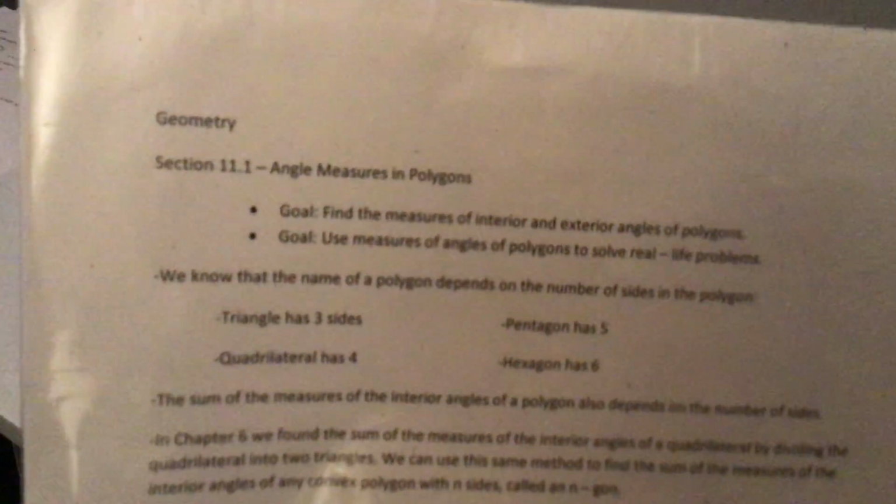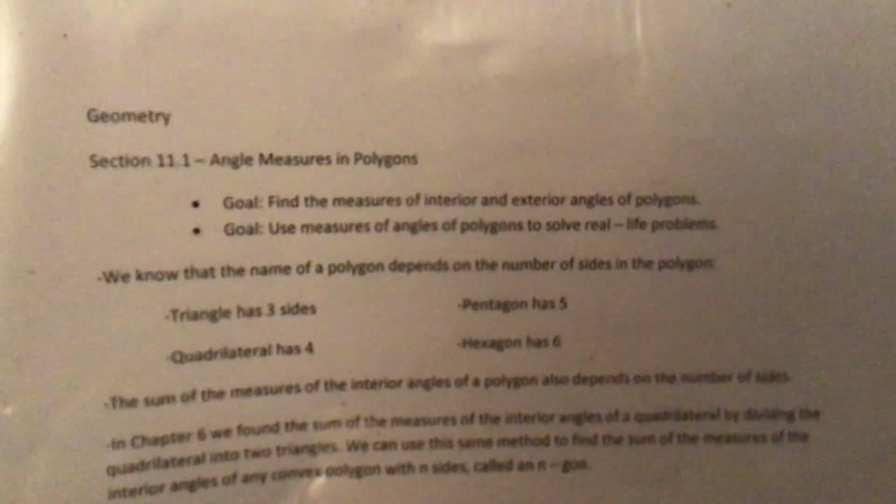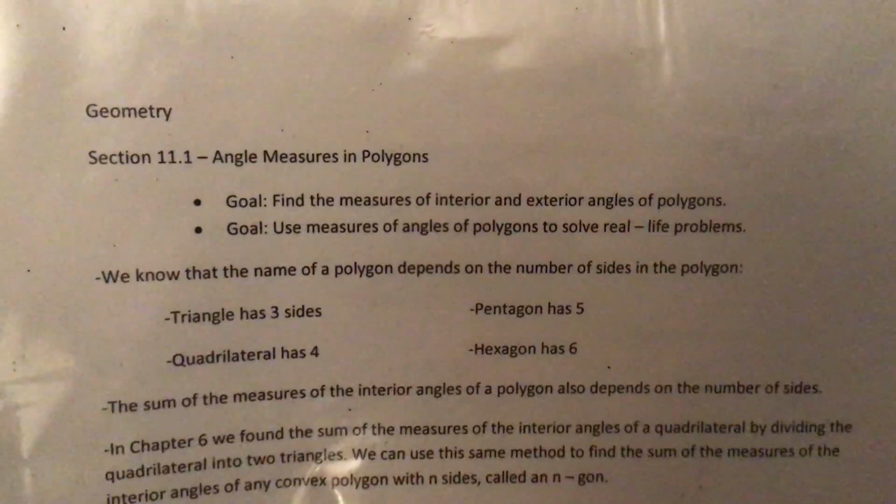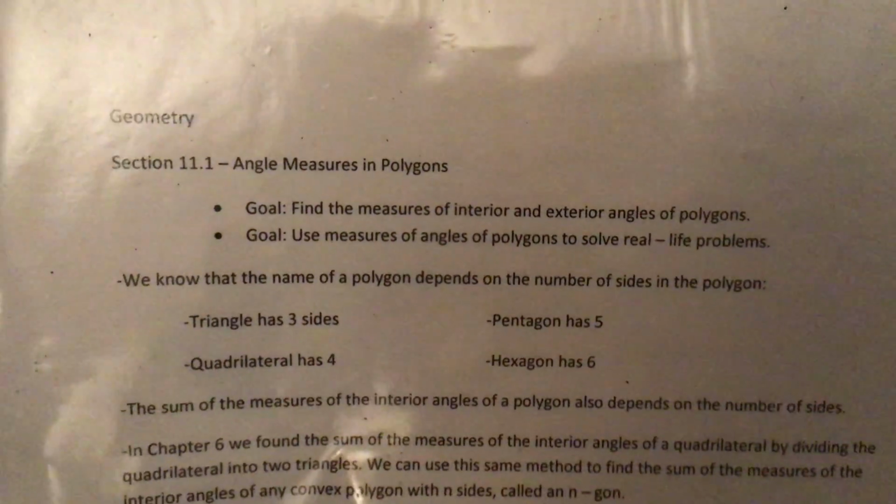Okay? So polygons. We know that we name a polygon by its number of sides, and then that turns out to be the same number of angles. Okay? So triangle means 3 sides, quadrilateral means 4, pentagon means 5, and hexagon means 6, for example. So that's something we've done before, okay? So the sum of the measures of the interior angles also depends on the number of sides, okay?